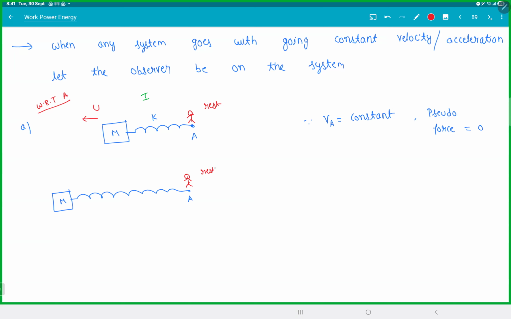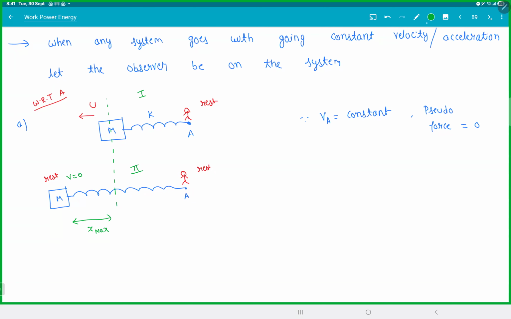This block will come to rest. Why will it come to rest? Because of maximum elongation, so from here it must have stretched X max. If the block does not come to rest, it will continue to go further, so it will not be maximum elongation. This is my state two. State one is the initial velocity, and state two is when it comes to rest.